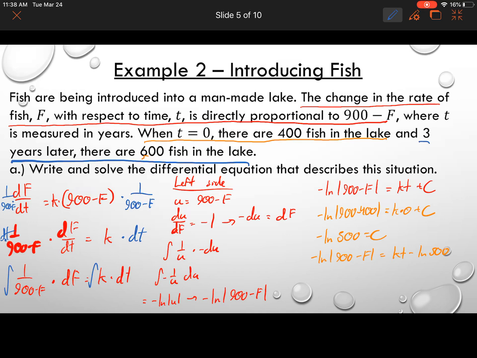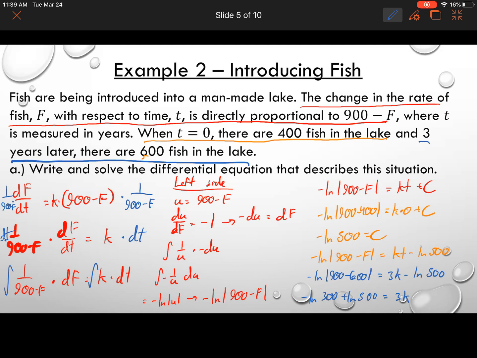So 600 fish, so f is 600. So now we have negative natural log of 900 minus 600, and t is equal to 3, so 3k minus the natural log of 500. To solve for k, let's add natural log of 500 to both sides. So we have negative natural log of 300 plus natural log of 500 is equal to 3k.